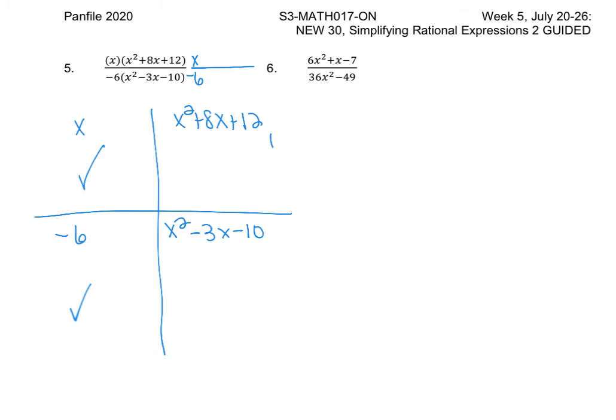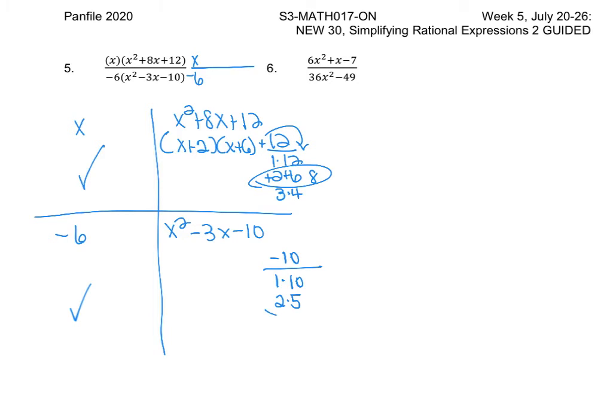So I just did the factors of 12: 1 and 12, 2 and 6, 3 and 4. I'm trying to get to 8, and it's a positive 12, so I'm adding. So I need positive 2 and positive 6. So I have x plus 2, x plus 6. With the 10, it's negative 10, so I'm subtracting. I have 1 times 10, 2 times 5. I'm trying to get to negative 3. So I have positive 2, negative 5. So I have x plus 2, x minus 5.